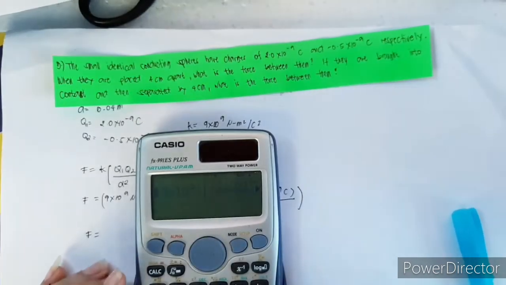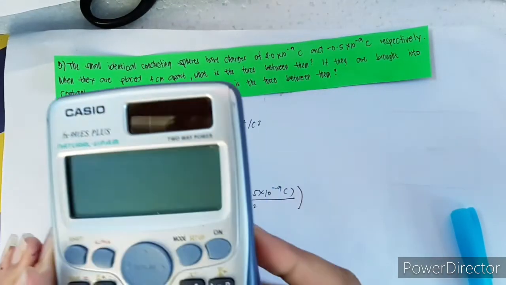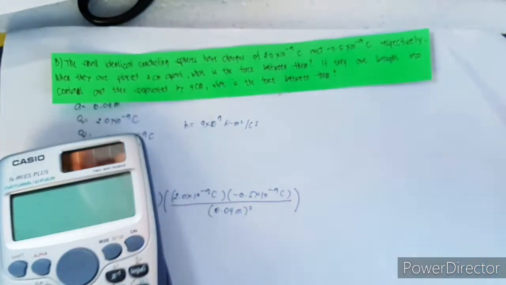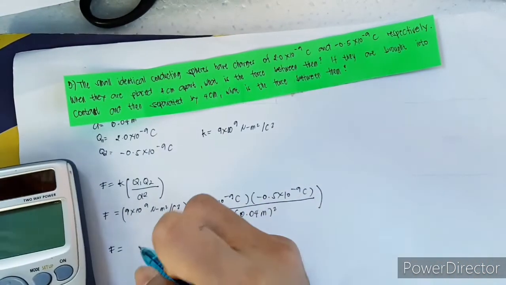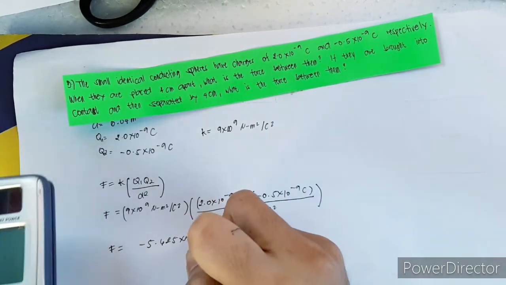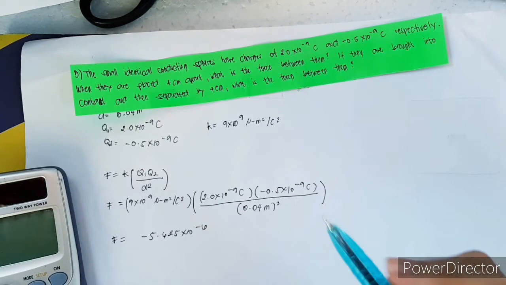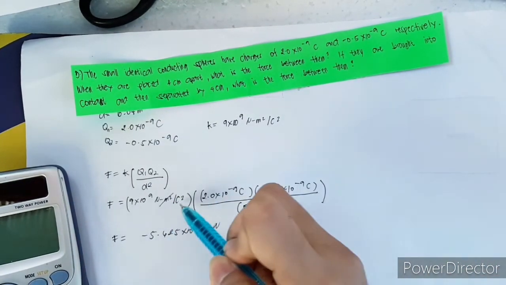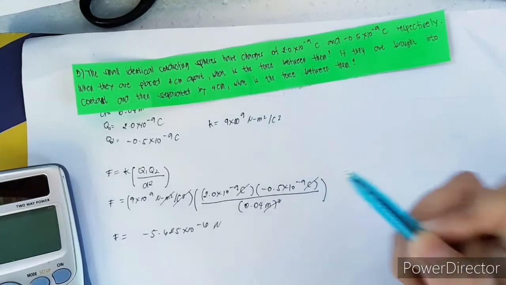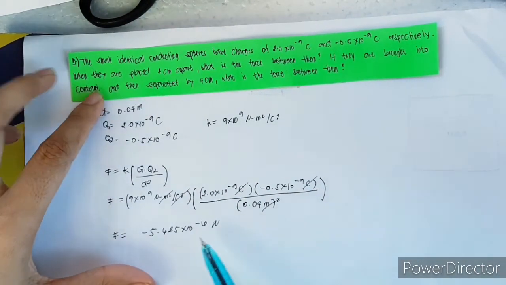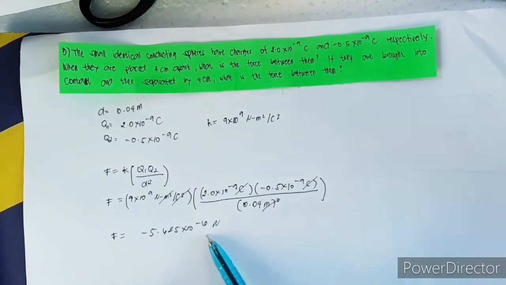So we will get the value of negative 5.625 times 10 to the power of negative 6, and that is in Newton. The meter squared will be cancelled out here, and so will the coulombs, and that is the force for the first question, or for the first unknown.